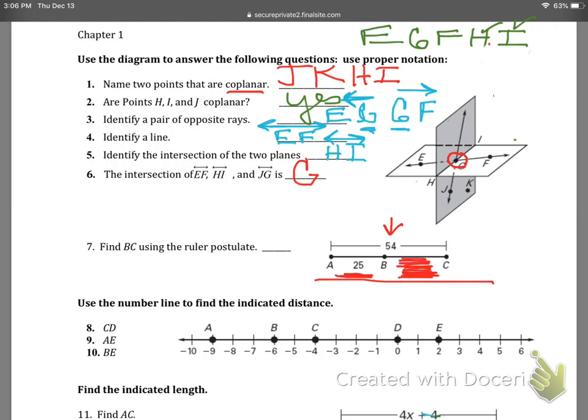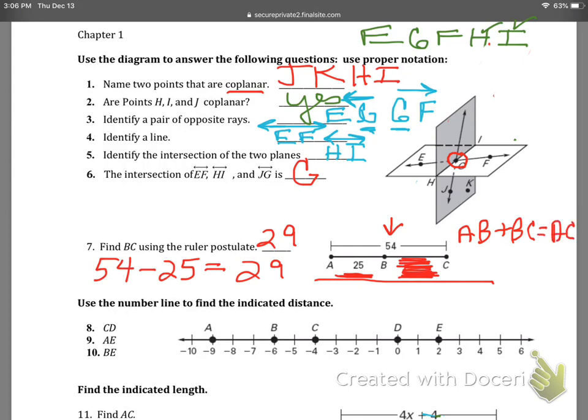So far, what do I have? I have the entire length, which is 54, and I have a little piece of it, which is 25. So if I say 54 minus 25, the answer, which is 29, is indeed BC. And you can check your work by saying, according to this, I know that AB plus BC equals AC.